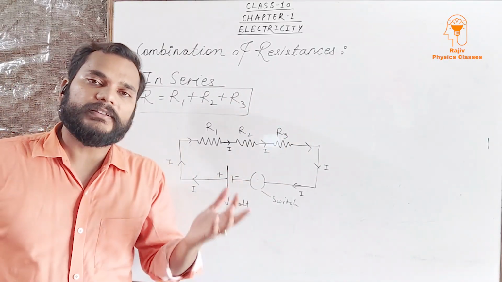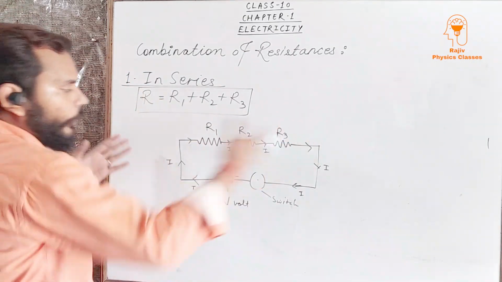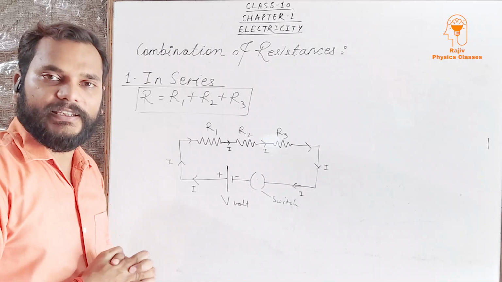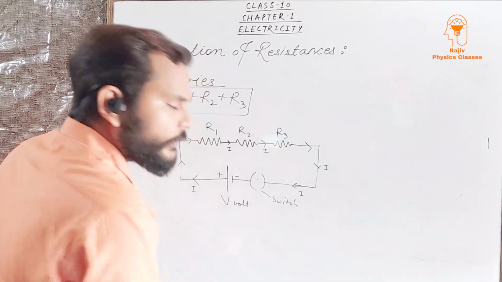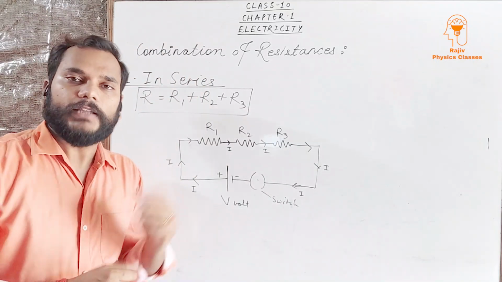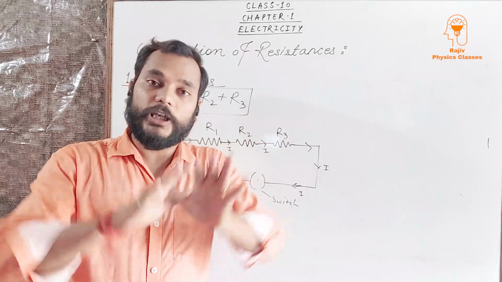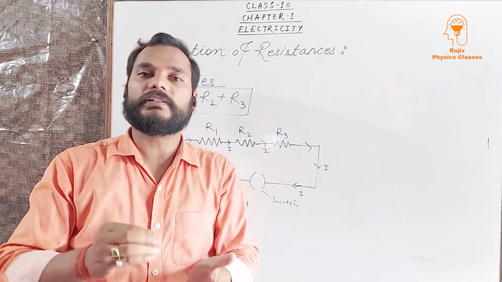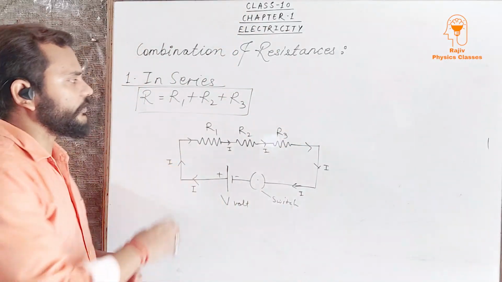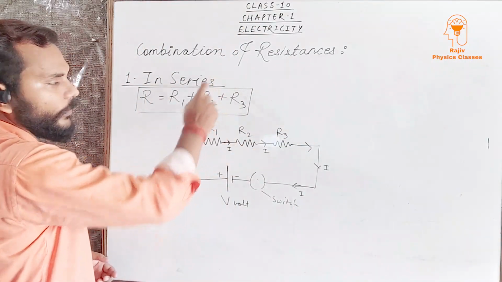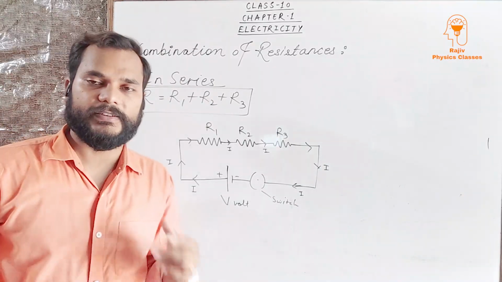The combined resistance or the equivalent resistance of all the resistances connected in series is only the algebraic sum of individual resistances. That means if I have 5 resistances and we want to calculate the equivalent resistance of that circuit, we must add all 5 resistances. That is the basic formula of combination of resistances in series form. Now here we are going to derive the formula. Okay, let's see.